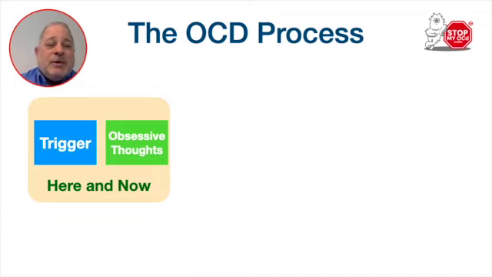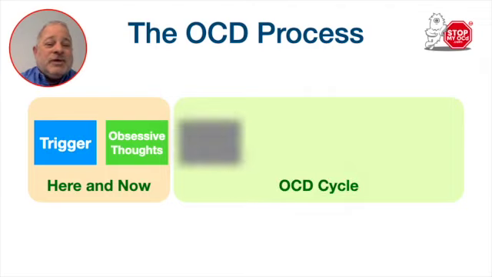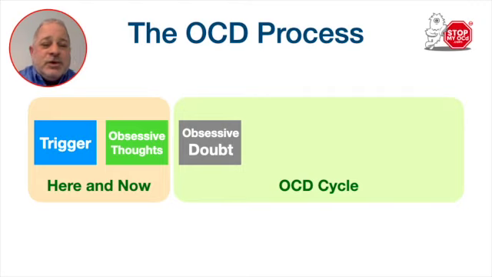But let's talk about what happens when we move to the other world. This is the OCD cycle world. And there's four phases of that world. The first one is obsessive doubt. Now, doubt is when we have the factual information, but we just don't believe it. And OCD is great at making us doubt, even though we have factual information.